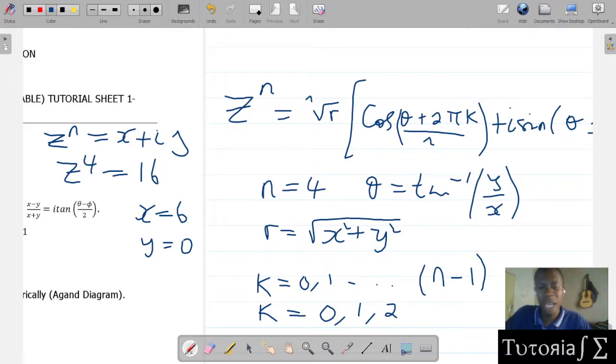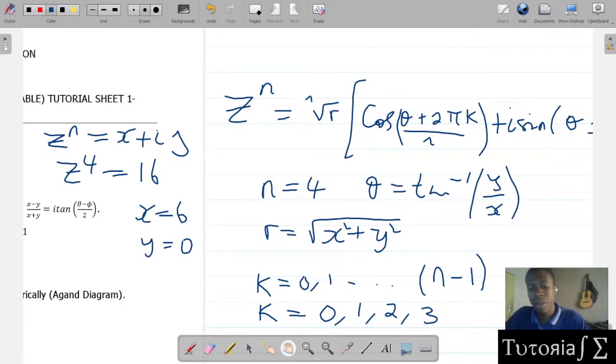So n in this case is 4, and 4 minus 1 is 3. These are the values of k we're going to be testing: k equals 0, k equals 1, k equals 2, and k equals 3. And that is question 1. We are done with question 1. That is basically how you approach question 1.